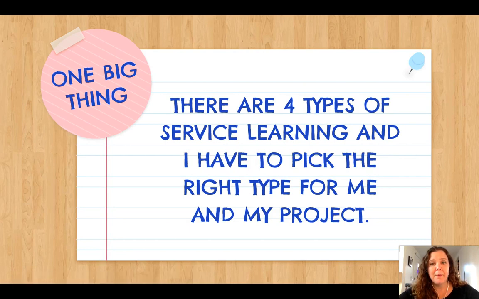All right, so we're always going to wrap up our lessons with the one big thing for today. So the one big thing I learned, well, there's 4 types of service learning, and I have to pick the right type for me and my project.